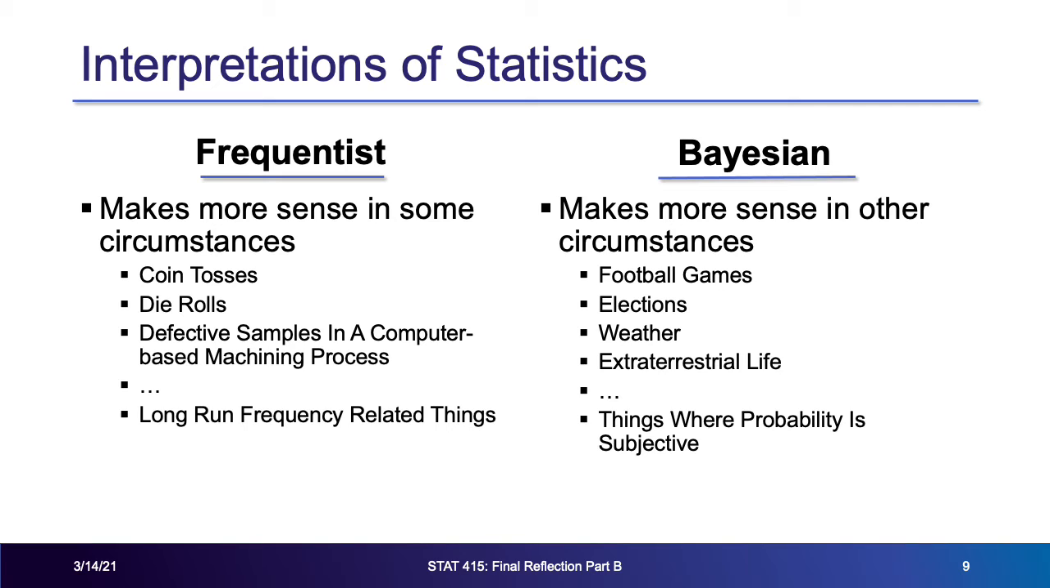Football games, so a matchup, it's much more sensible to say that the outcome of this game is a random variable, but we subjectively believe that it'll be this way or another way, rather than say the outcome of this game is a fixed number, and we're just trying to make sure the sampling is right. Another thing that makes more sense in the Bayesian framework, or like elections, weather, extraterrestrial life, and just things where probability is subjective.